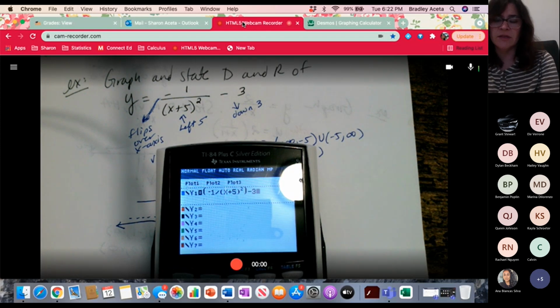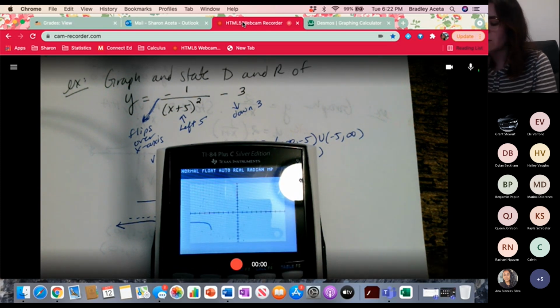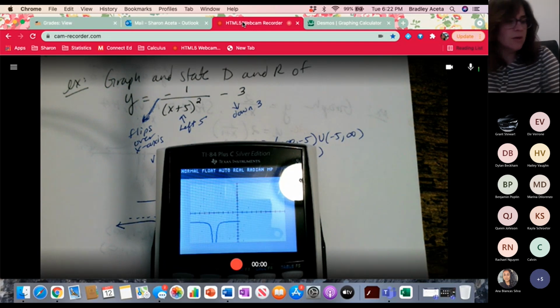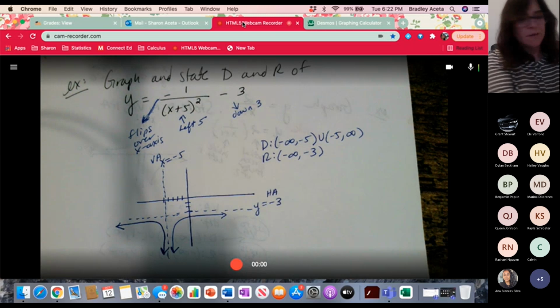If you don't have the fancy alpha y equals, because some people have the old calculators. That's why I'm trying to show it tonight. A lot of people. And then you hit graph, you'll get the same picture. You've got to be really careful how you input it into the calculator.